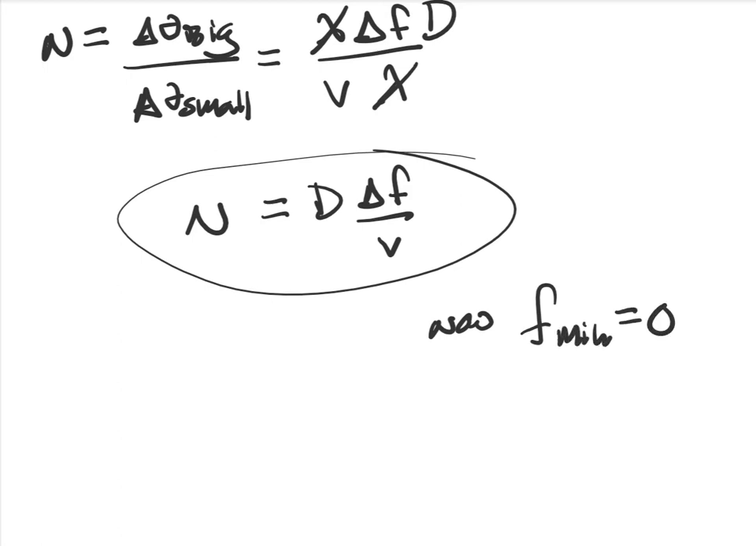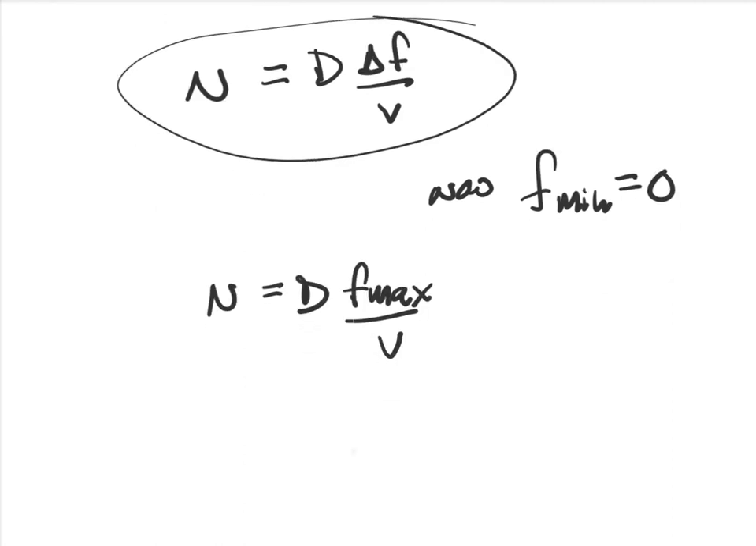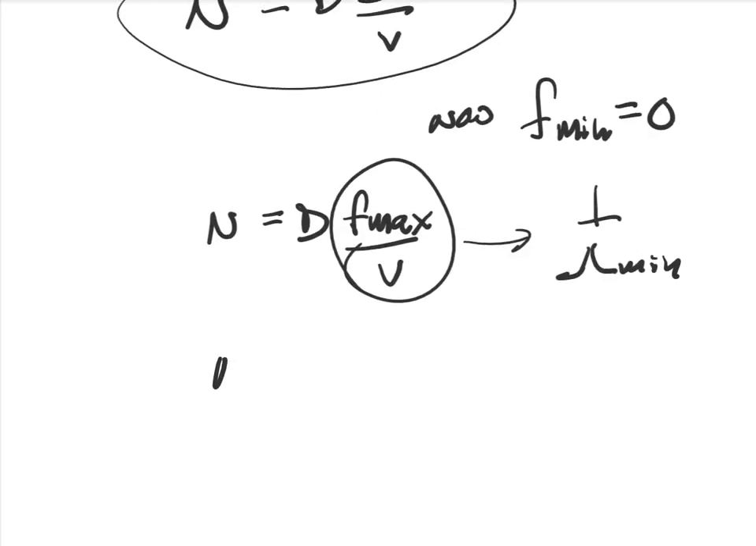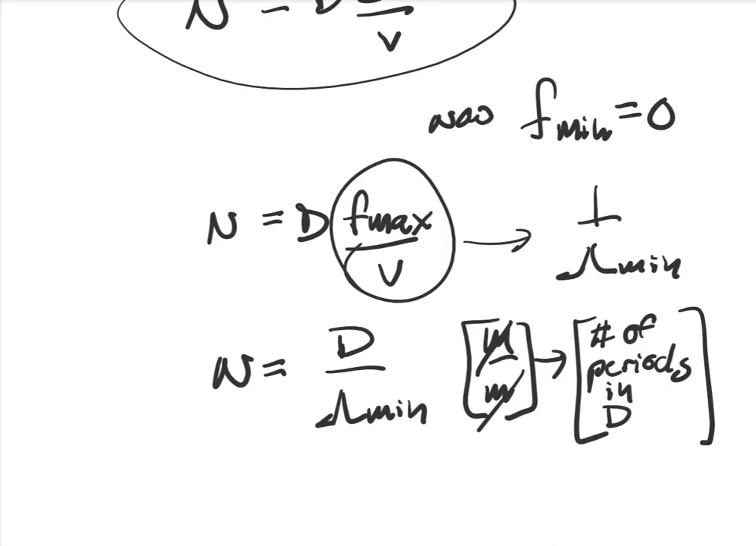Now there's a special case where you say that the lowest drive frequency is actually 0. It goes way low. In that case, the number of scannable points is equal to the aperture times f max over v. And that is just equal to 1 over the minimum spatial period. So N in this case is just the illuminated aperture divided by big Lambda minimum. That's meters over meters. The units here are actually just number of periods. Specifically, the number of periods in the aperture.